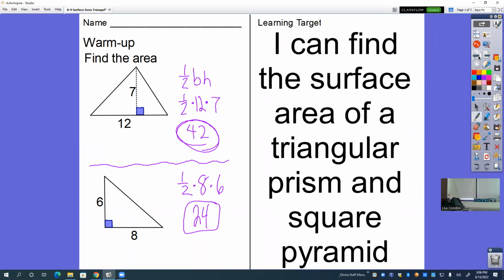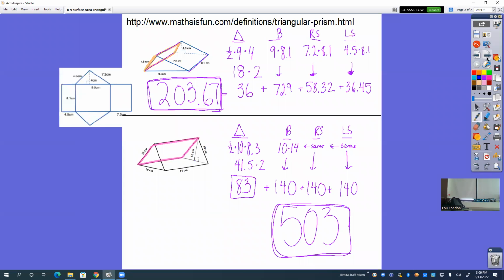Okay, so the first thing that we need to remember is how to find the area of a triangle. The area of a triangle equals 1/2 times the base times the height of the triangle. That's going to be important for today, so we need to remember that. Here's a couple of examples.